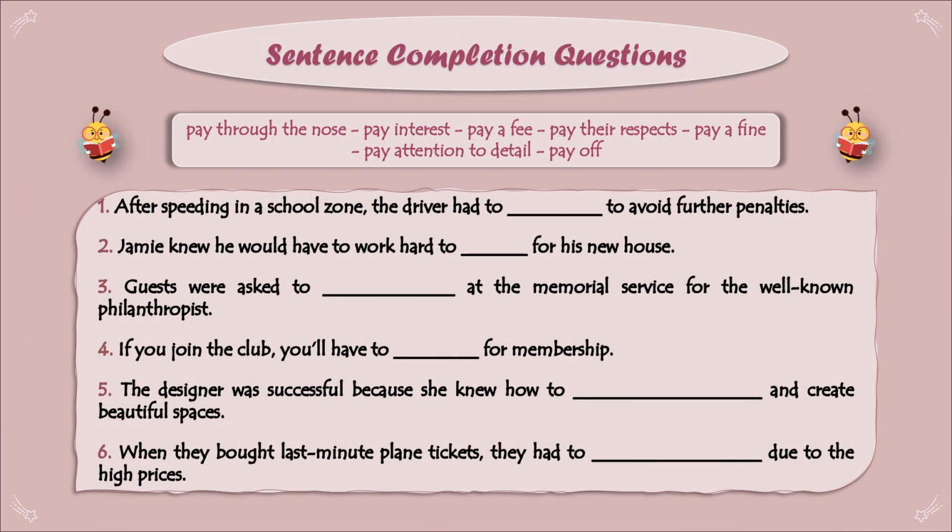Sentence completion questions. Read the sentences below and fill in the blanks with the correct collocations from the list. Pay through the nose, pay interest, pay a fee, pay their respects, pay a fine, pay attention to detail, pay off. 1. After speeding in a school zone, the driver had to blank to avoid further penalties.